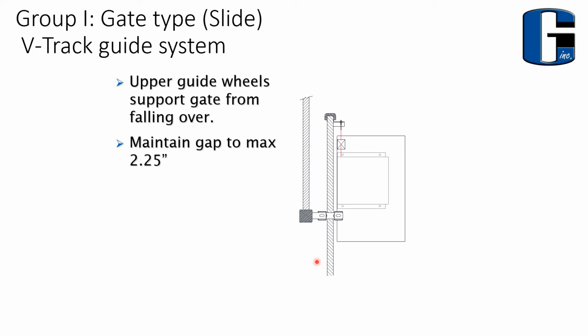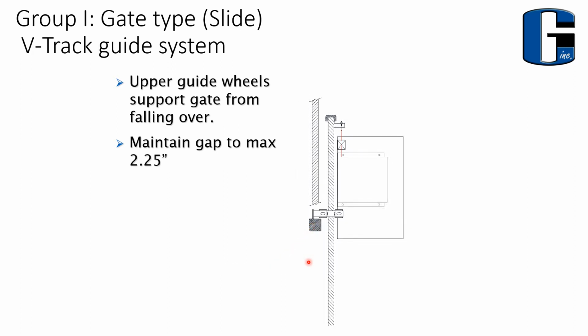And in this case, we want to minimize that gap between a fixed post, which is the guide post here, and the moving gate panel to a maximum of 2 1/4 inches. So the way that this guide wheel is placed here, it's placing the gate more than 2 1/4 inches away from the post. So that leaves for a large gap.